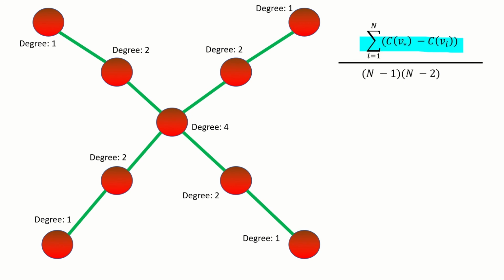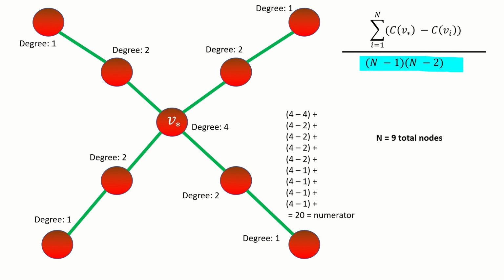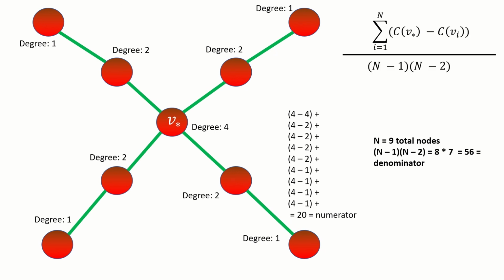To get our numerator, we need to find the sum of differences in centrality for our network. The most degree central node in our network is this one, so this is V sub star. There's our numerator. Now for our denominator. We have 9 nodes, so n-1 times n-2, which is our denominator, is 56. The degree centralization of this network then is about 0.36.